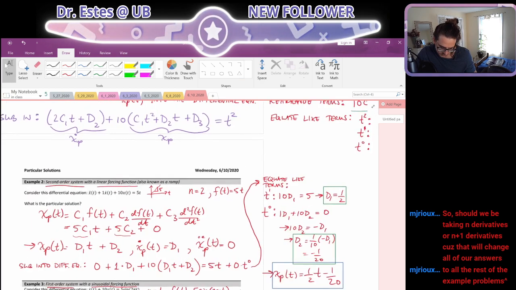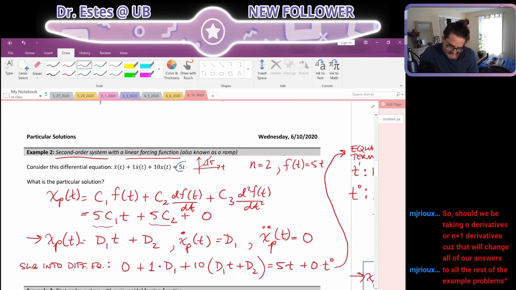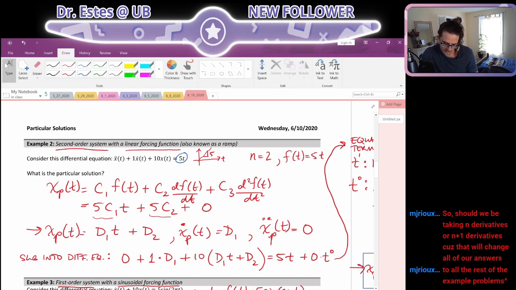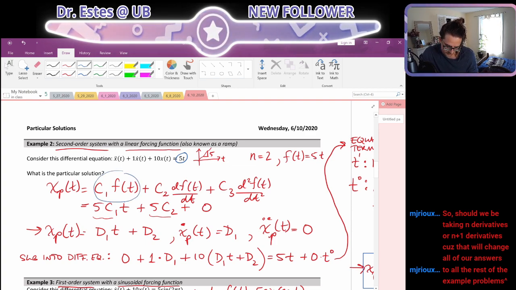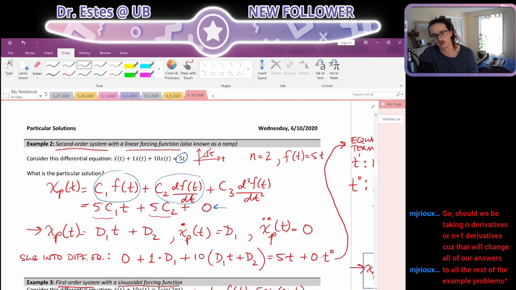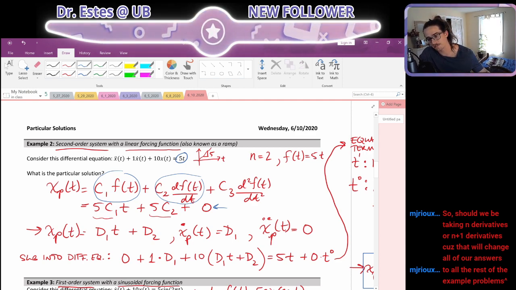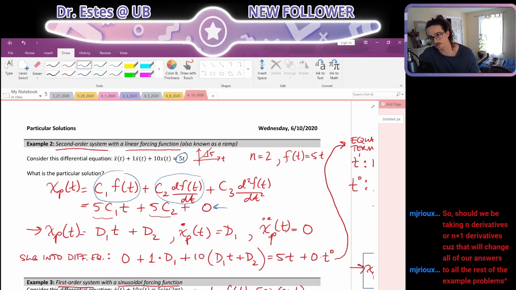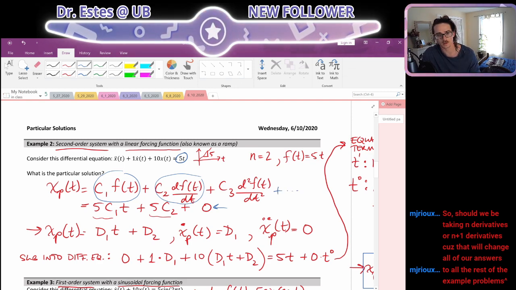because take example 2. So we had 5t. And we had the first derivative, and we took the second derivative, but the second derivative was 0. So even if we took n plus 1, n for this example was 2, so n plus 1 would be 3. If I took the third derivative, I would just get another 0. You know what I'm saying? So it wouldn't affect this answer because that term would go to 0 anyways.